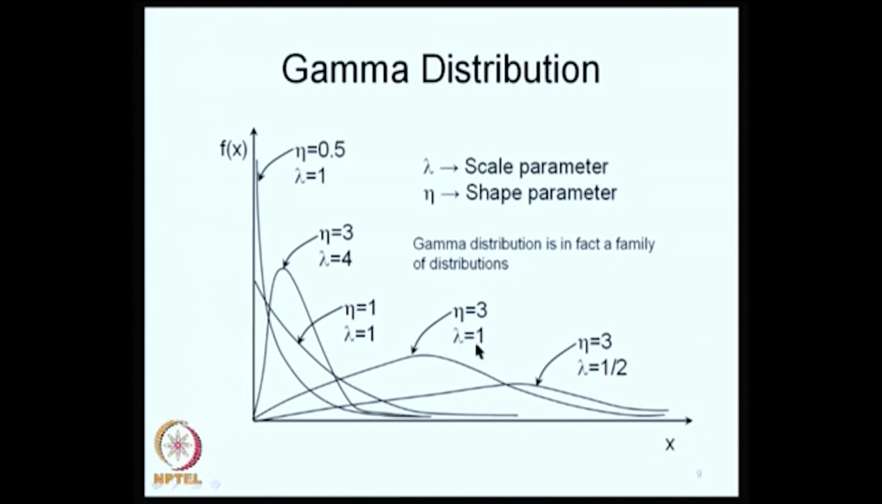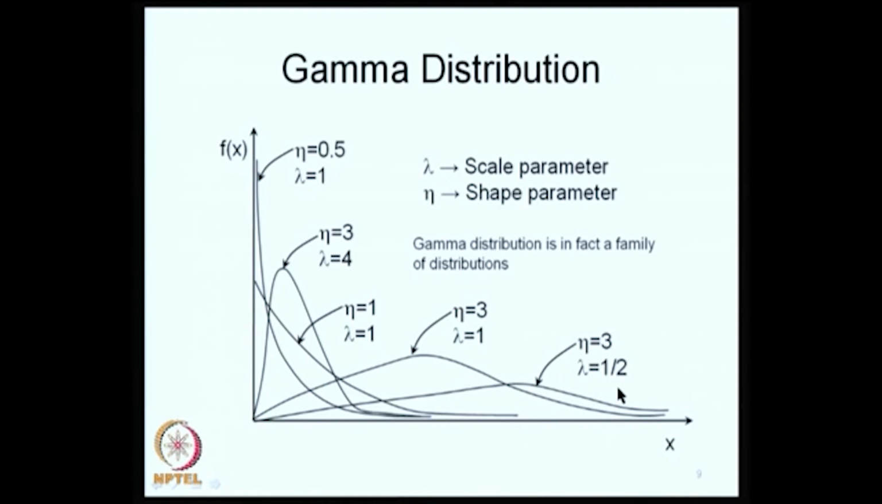Whereas, if you look at lambda equal to 1, this is one curve where lambda is equal to 1, another lambda equal to 1 here, and lambda equal to 1 here. So, the scale by and large remains the same, whereas eta is changing: eta is equal to 0.5 here, eta is equal to 0.1 here, and eta is equal to 1 here, and one more we are considering, lambda equal to 1. So, eta is equal to 3 here.